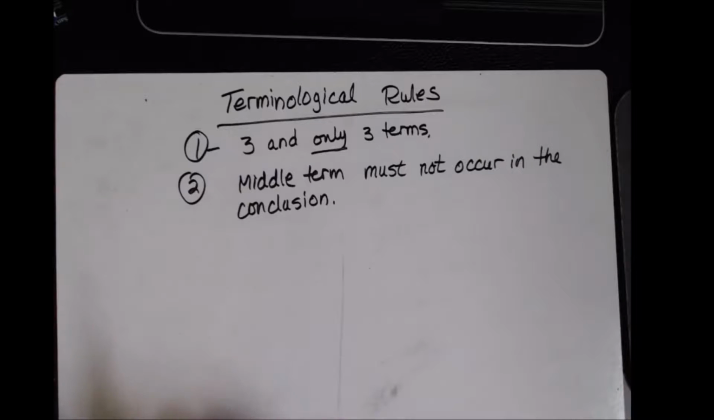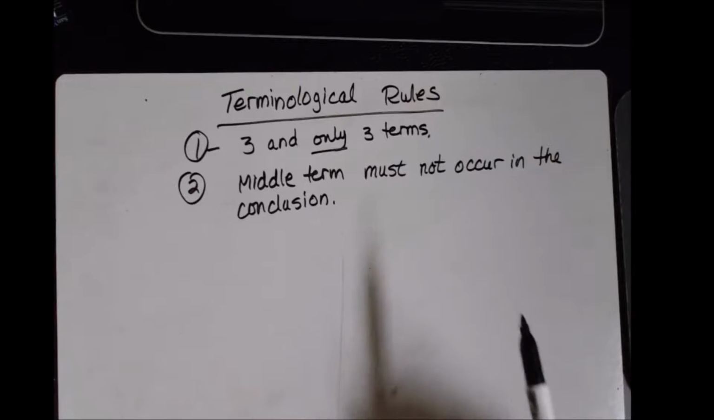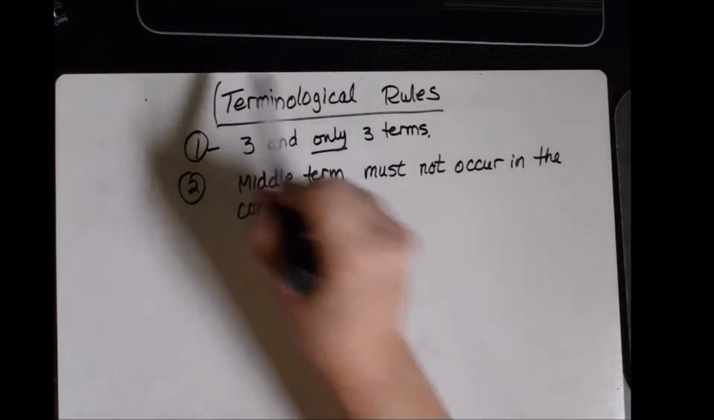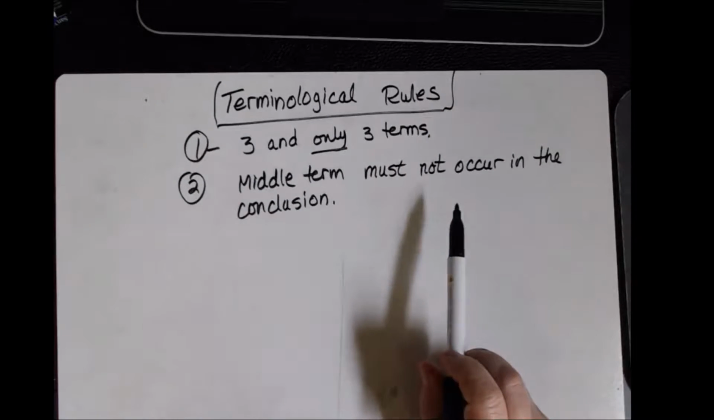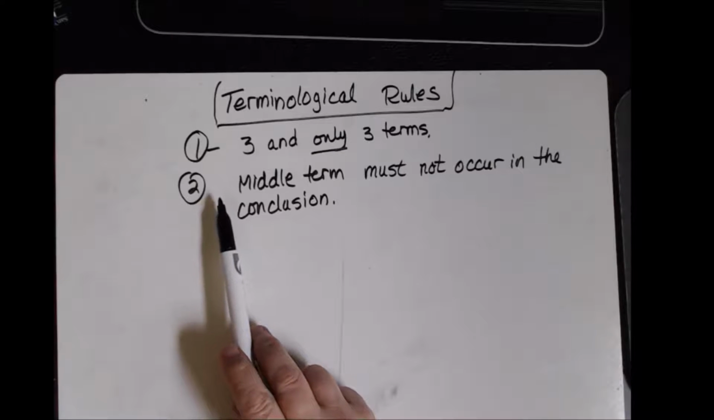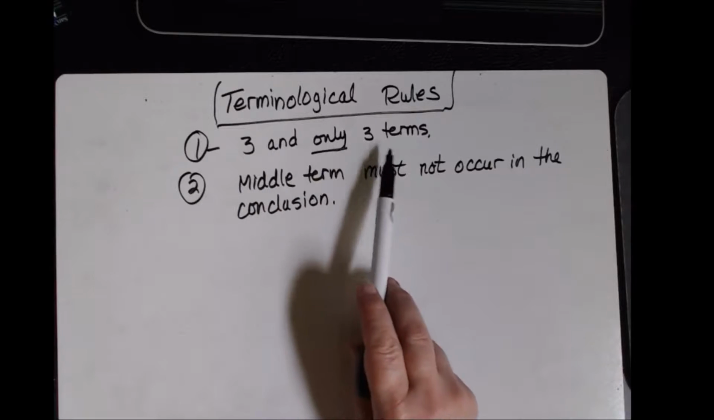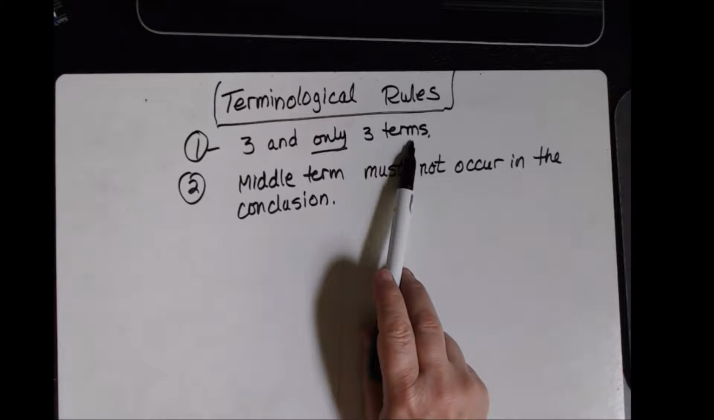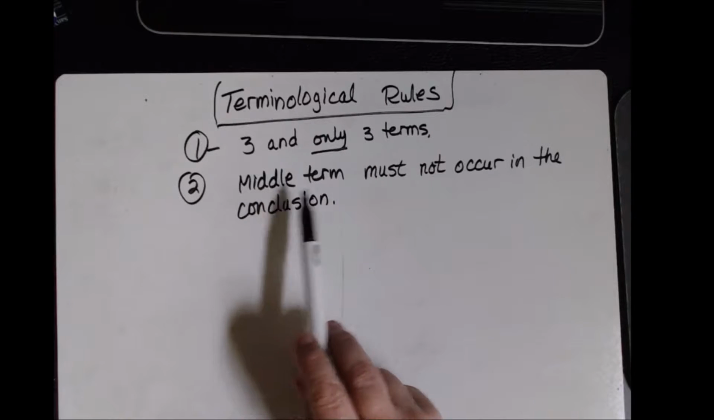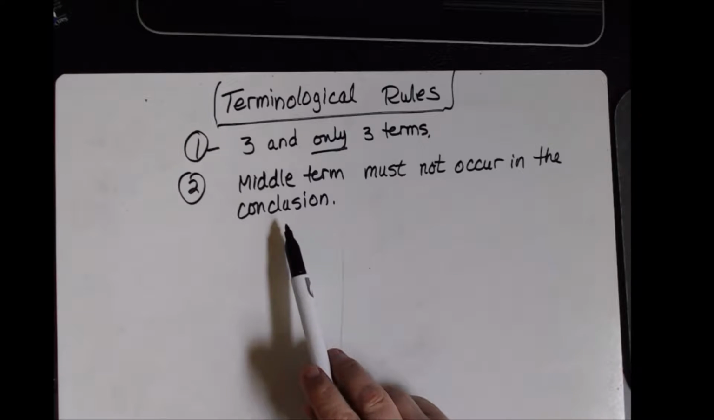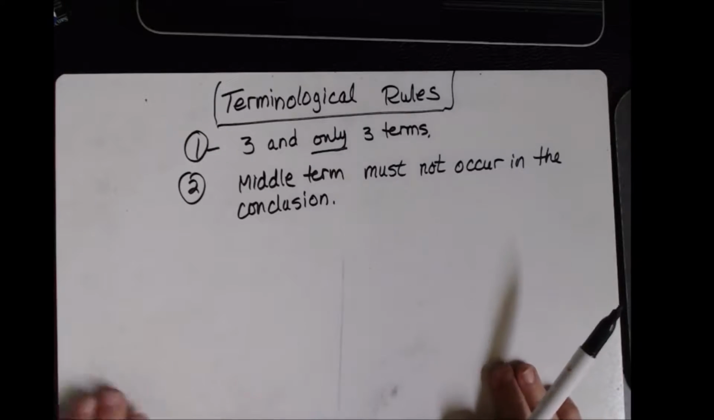Okay, we're going to review quiz 11. First, we'll hit the key points of chapter 11. In chapter 11, we are reviewing terminological rules, and there are two. The first rule is that there must be 3 and only 3 terms in your syllogism. The second rule says the middle term must not occur in the conclusion. It's a key thing in chapter 11.